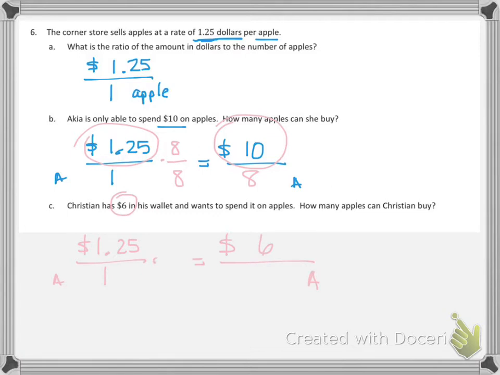So my constant is 4.8. If I multiply 1.25 times 4.8, I'll get $6. So that means 1 times 4.8 is the number of apples I could buy with $6. Well, I can't buy 8/10 of an apple, and 5 apples would be too expensive. So my answer here is 4 apples. Christian can buy 4 apples.